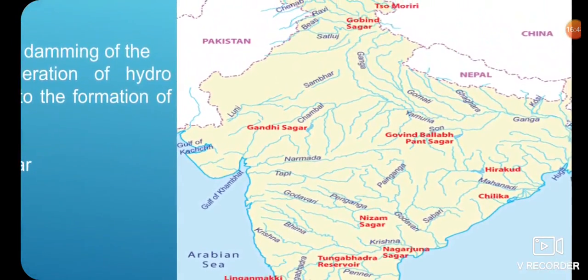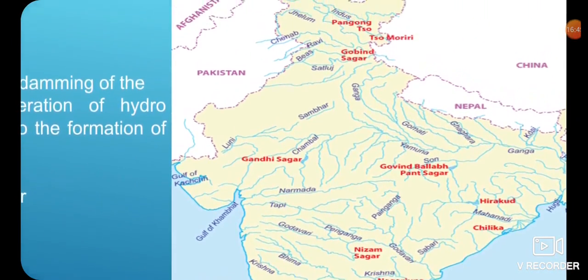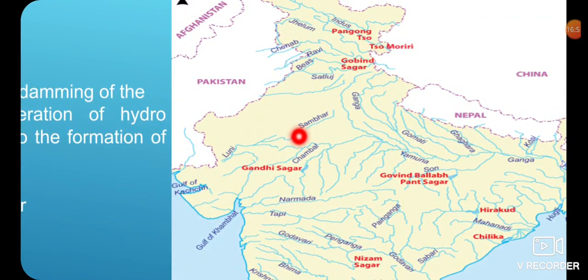Sambar Lake, you will mark it here in Rajasthan. This point you will mark as Sambar Lake. Wular Lake, already you have marked the freshwater lake in Jammu and Kashmir. This point you will mark as Wular Lake.